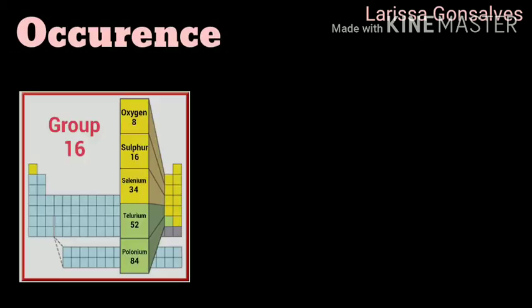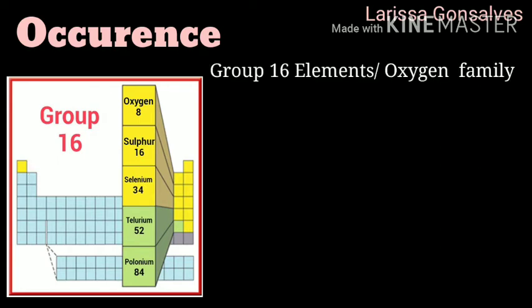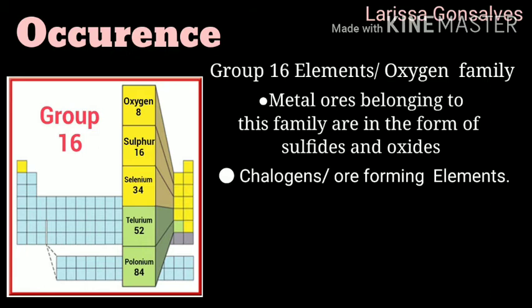Now we shall study the occurrence of each element. The elements oxygen, sulfur, selenium, tellurium and polonium belong to group 16 and it is called the oxygen family. The metal ores belonging to this family are in the forms of either oxides or sulfides. Oxides contain an oxygen atom and sulfides contain a sulfur atom. Group 16 elements are also called chalcogens or ore forming elements.